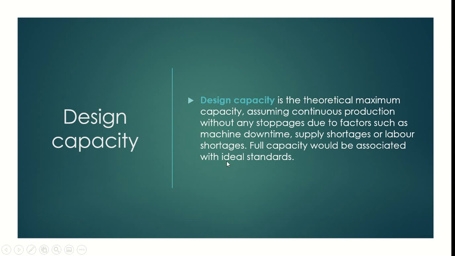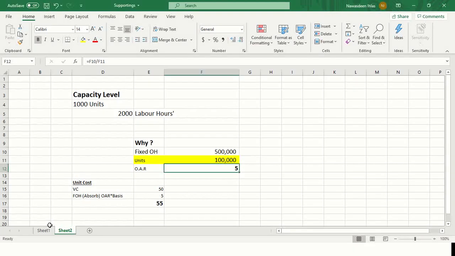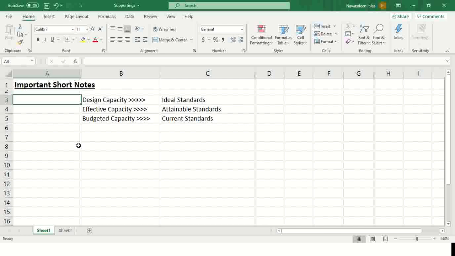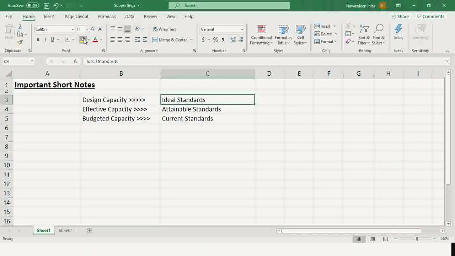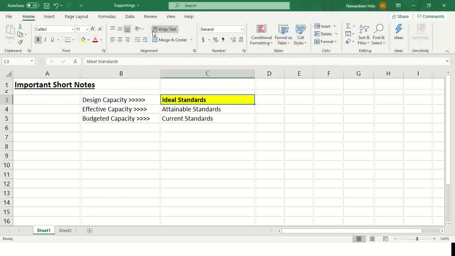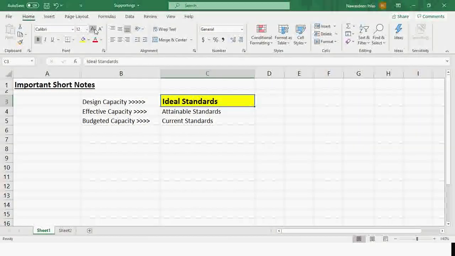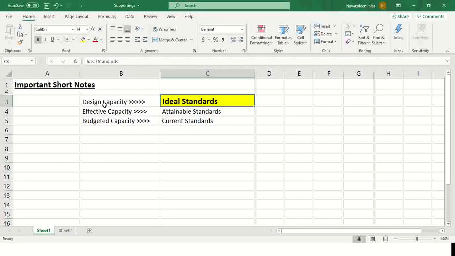So here they use ideal standards, which means they are using the best standards. Right? So I want to highlight that term. Remember, in design capacity they are using ideal standards. So this can be tested in your MCQ. Right? So you want to remember that for design capacity we are using ideal standards.